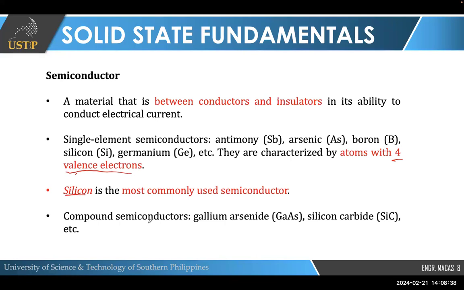So, compound semiconductors, gallium arsenide, silicon carbide. I will show a video, or you can click it later, about extracting silicon from your sand. Okay, again, as I mentioned, silicon is abundant and you can find it in sand.